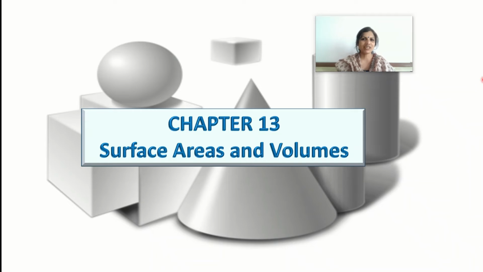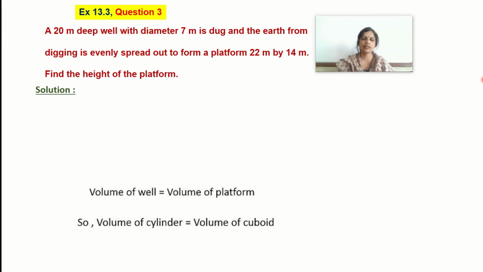Hello children, this is our mathematics class and we are doing chapter number 13, surface areas and volumes. In the last video lesson, we have completed exercise 13.2 and today we are going to begin with exercise 13.3, and this exercise is based on converting the solid from one shape to other shape. So let's begin with the exercise and we will start with question number 3.